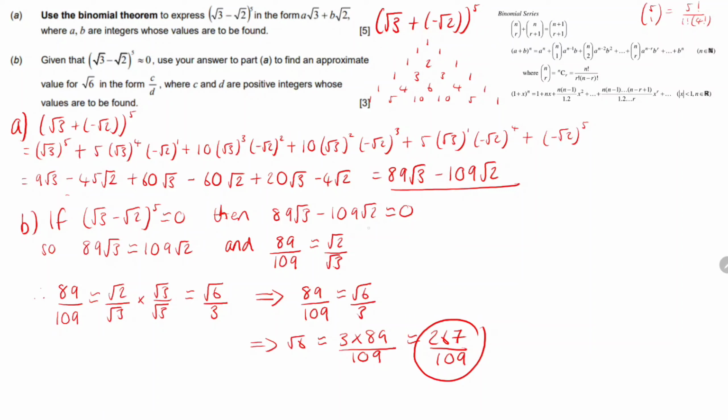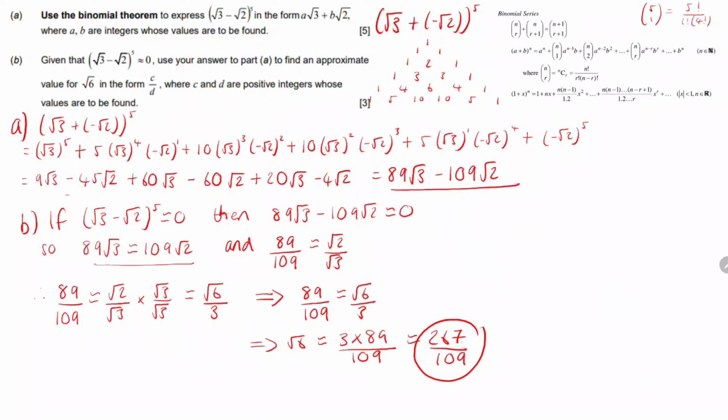Okay, so if you put 89 root 3 minus 109 root 2 equal to 0, and then bring the 109 root 2 over, that allows you to take the numbers to one side, which is 89 over 109, and bring the root 3 under the root 2. Then if you rationalize the denominator by timesing top and bottom by root 3 root 2, you end up with root 6 over 3. And the last step then would be to bring that 3 up and times it by the 89, which gives you 267 over 109.